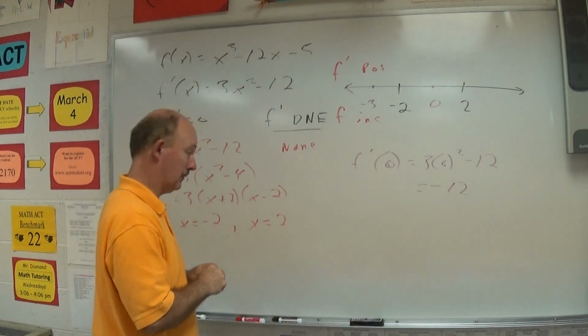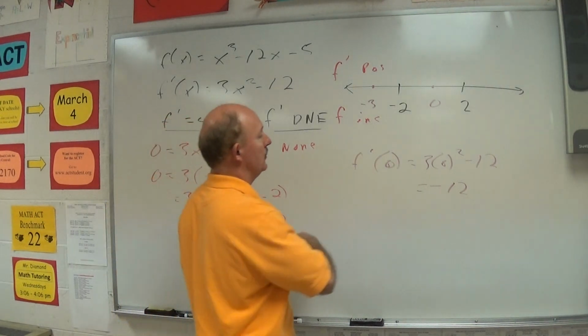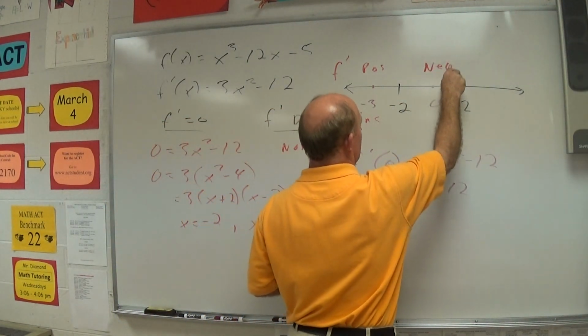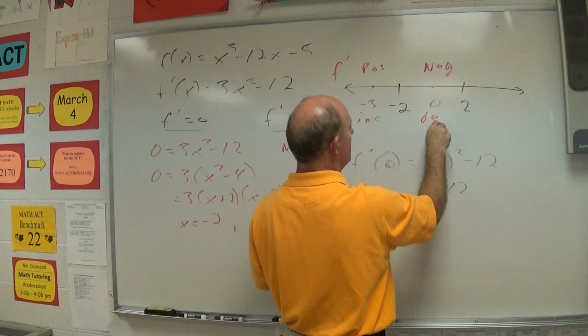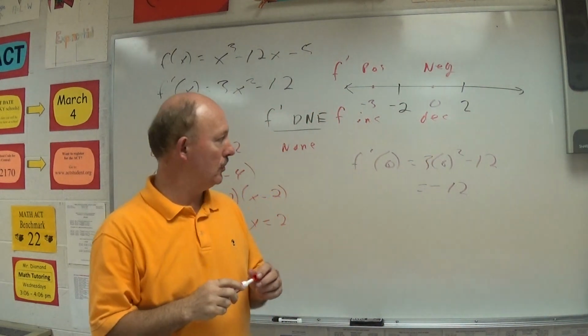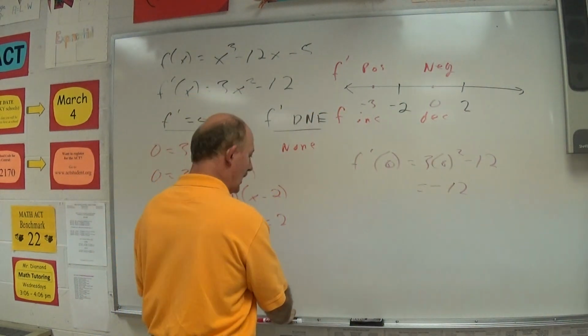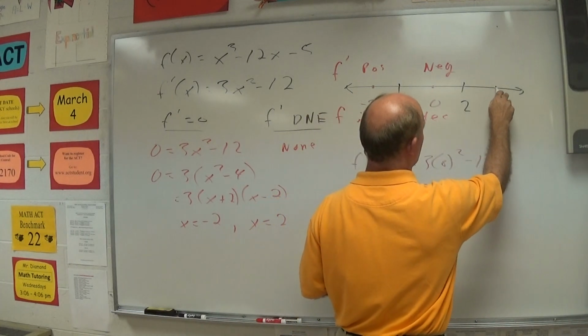All right, so the derivative is negative. That tells us that the function itself is decreasing on the interval from negative 2 to 2. Okay, let's try one more. Let's try a test value of 3.